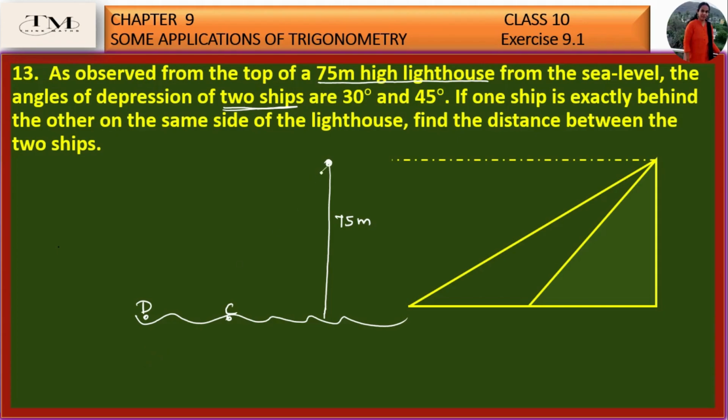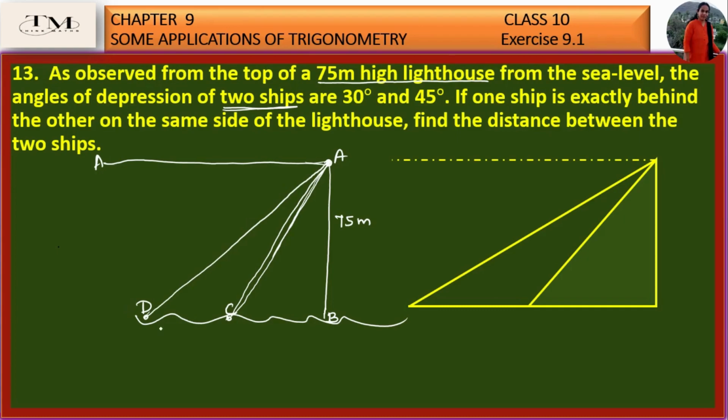For the angle of depression, the horizontal line will be above the angle. So this will be the horizontal line. If AB is the lighthouse, AP is the horizontal line for the angle of depression. The angles of depression of two ships are 30° and 45°. So where should we mark 30° and 45°?